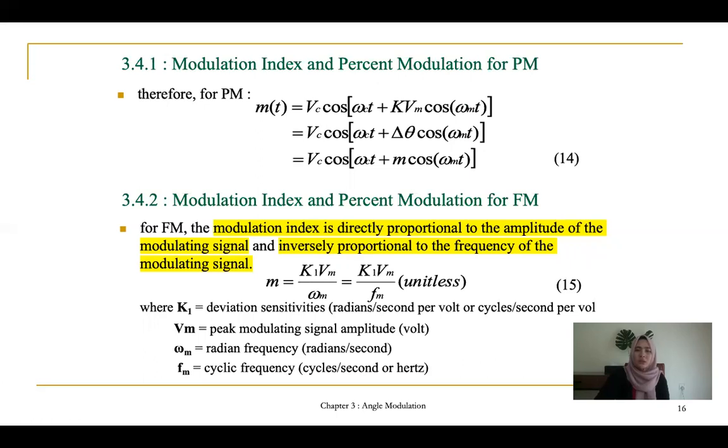Next, modulation index and percent modulation for frequency modulation. Modulation index is directly proportional to the amplitude of the modulating signal and inversely proportional to the frequency of the modulating signal. So, different from phase modulation where m equals kVm, for frequency modulation, m is equal to k1Vm over omega m. Why k1Vm over omega m?